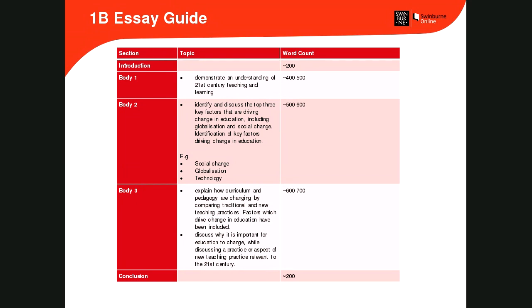You can, by all means, take some of the information from your 1A essay and include that into your 1B essay. For example, your definition of globalisation or social change, some of your characteristics on 20th and 21st century teaching and learning. You've already done the research on that, which is why we had 1A in the first place. But please don't just add a couple of extra paragraphs to 1A, because you're going to come unstuck with that.